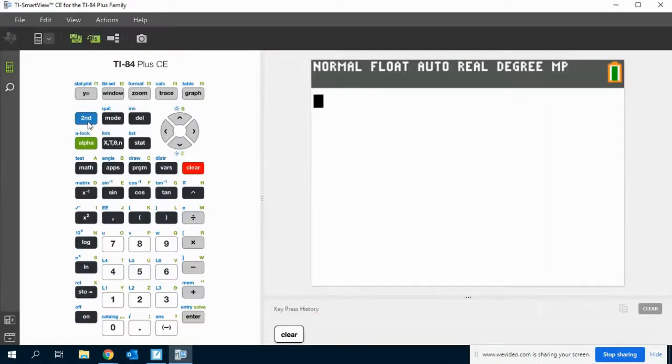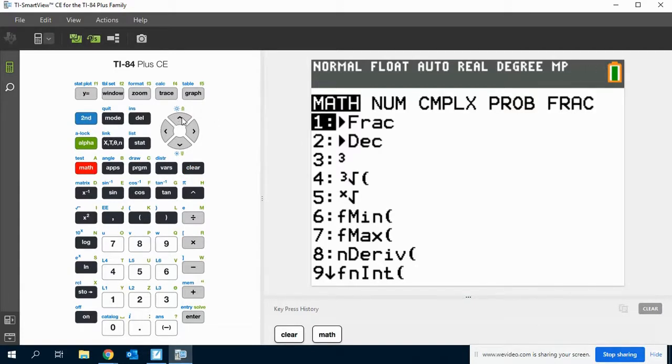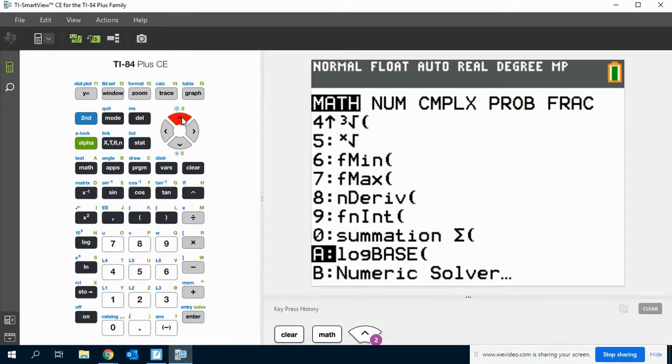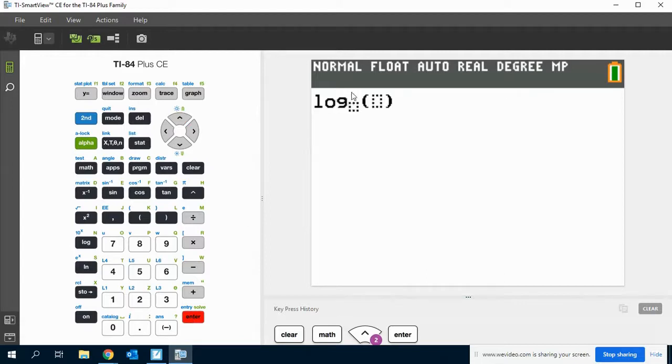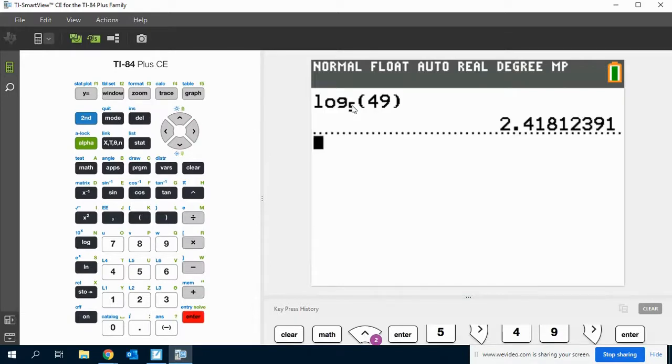Log base 5 of 49, in order to get that on the calculator, we're going to go to the math button. And in the first column with math, you can go near the bottom. And on a lot of your calculators, it will say log base. So if you go to log base, it will actually show up. And in math print, it will look exactly like what we want it to look like. So log base 5, and then you hit the right arrow, and then 49. So log base 5 of 49 gets me this number.